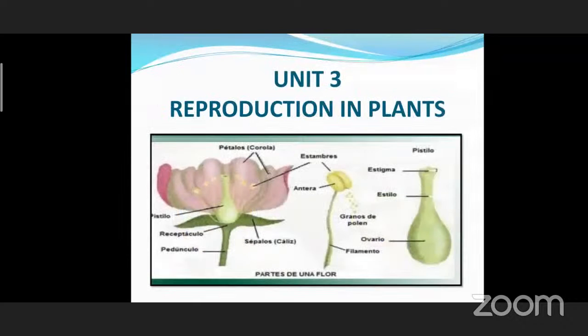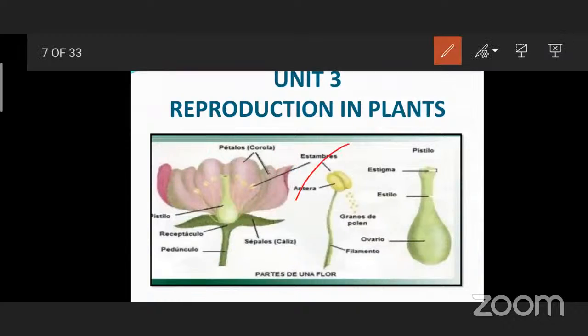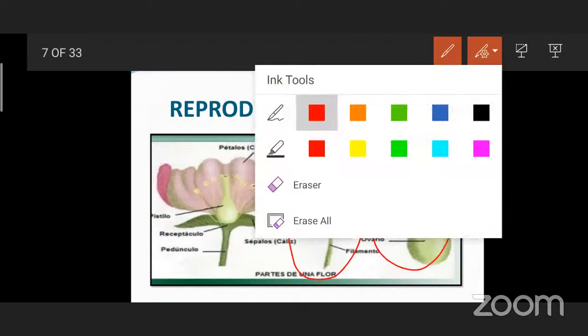See here. So now let us discuss the third unit, that is reproduction in plants. This unit includes 2 chapters, that is 6th chapter modes of reproduction and 7th chapter sexual reproduction in flowering plants. This reproduction in plants is mainly with the help of the flower, that is the male reproductive organ and female reproductive organ.